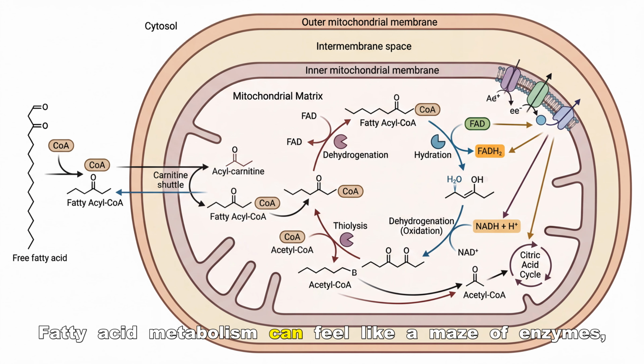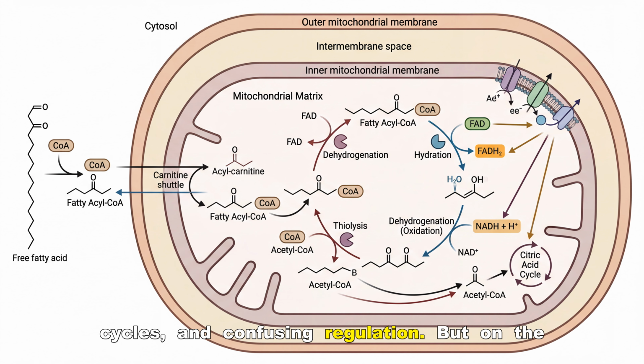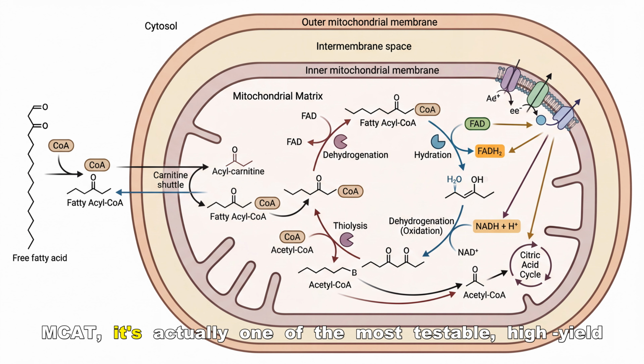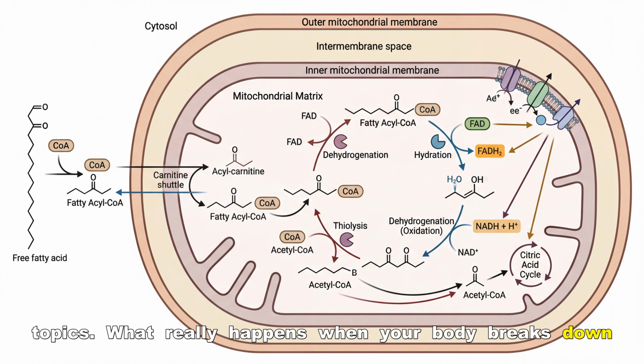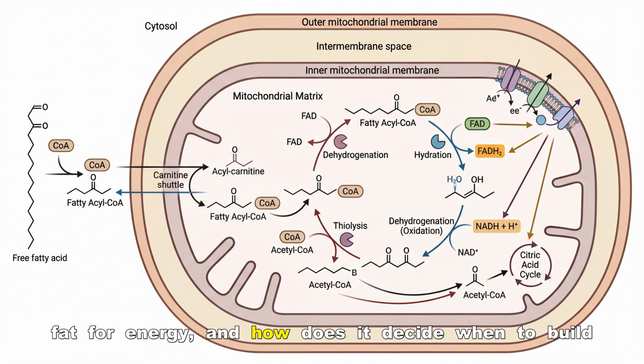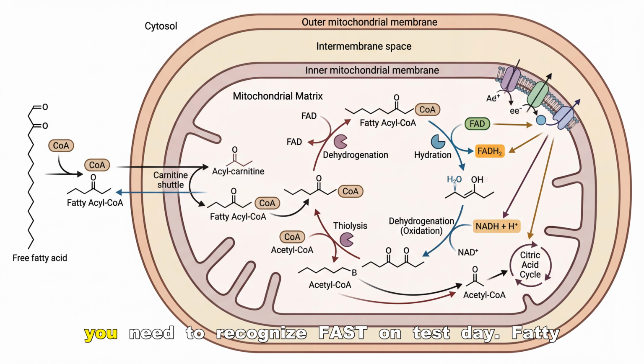Fatty acid metabolism can feel like a maze of enzymes, cycles, and confusing regulation. But on the MCAT, it's actually one of the most testable, high-yield topics. What really happens when your body breaks down fat for energy, and how does it decide when to build it instead? In this video, we'll simplify fatty acid oxidation and synthesis step by step, connect them to energy yield, and highlight the key regulation points you need to recognize fast on test day.